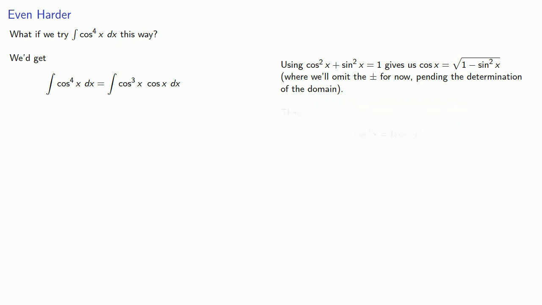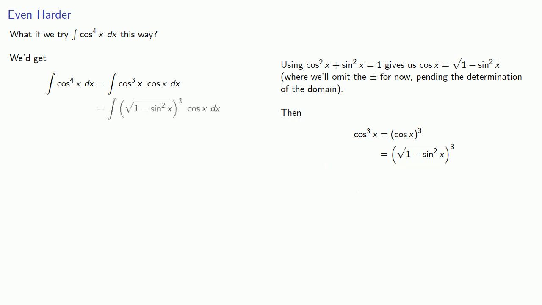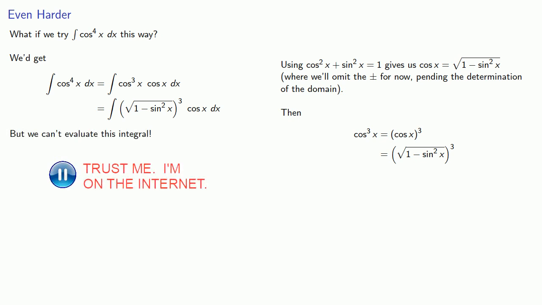Then cosine cubed becomes, and so we have this integral, but we can't evaluate this integral. Fortunately, we have another approach.